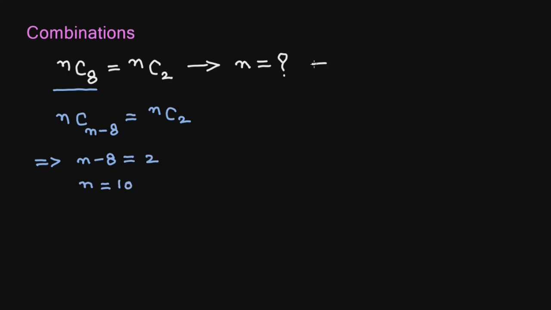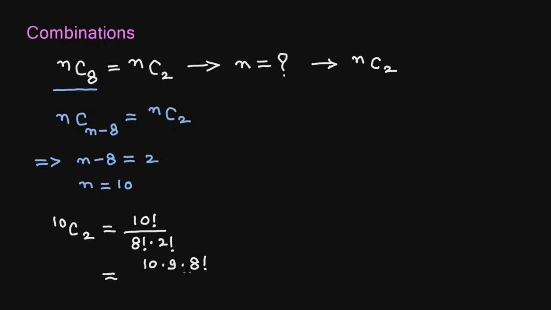Here further we have been asked to find nC2, which means we have to find 10C2. That will be 10 factorial upon 10 minus 2, 8 factorial into 2 factorial, which is 10 into 9 into 8 factorial upon 8 factorial into 2 factorial, which is 2. Cancelling 8 factorial, 2 ones are 2, 2 fives are 10, we get 10C2 equals 5 nines are 45.